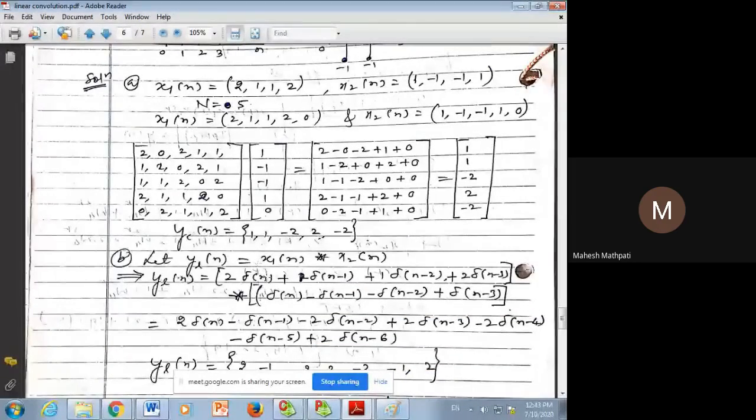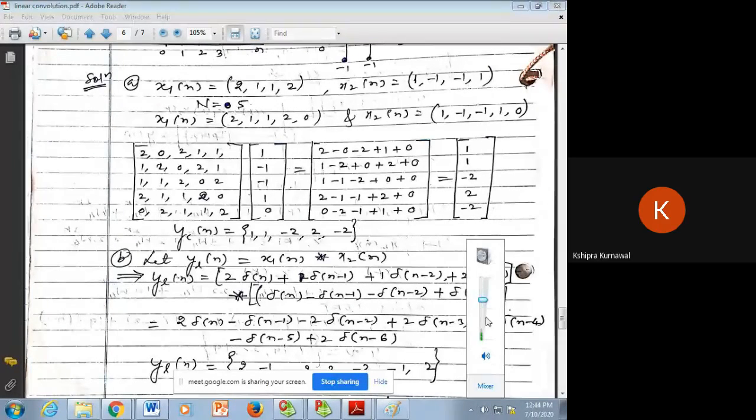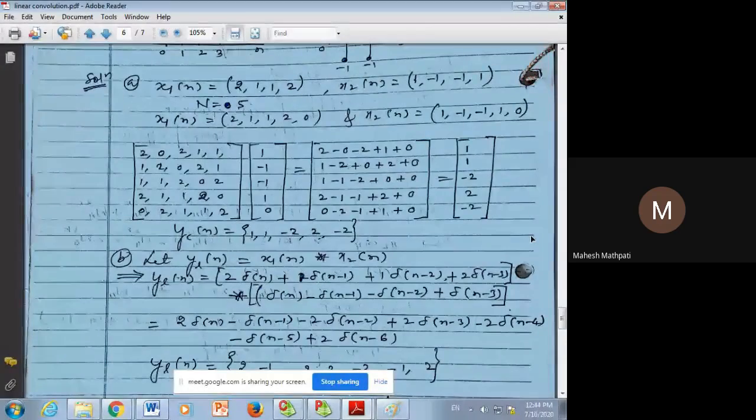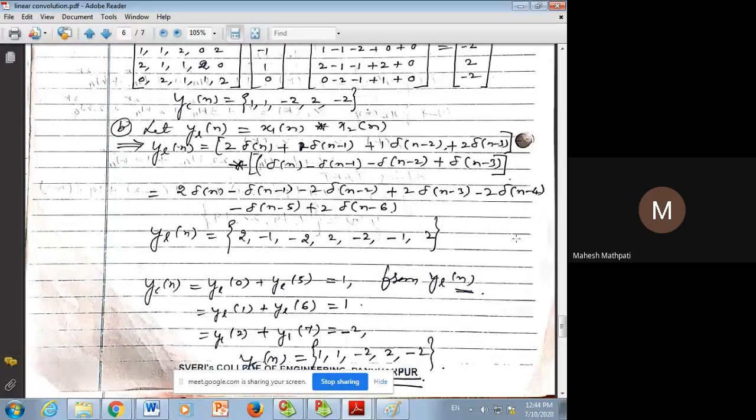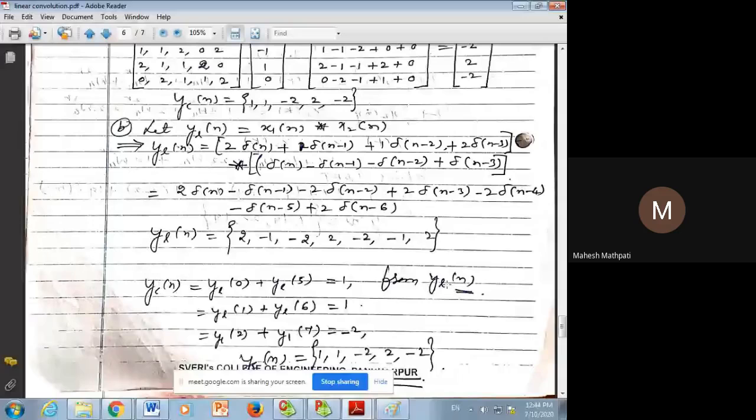For the first part, the answer is 1, 1, minus 2, 2, minus 2. Have you got this answer? Yes, sir. That is the answer of the first part. Then what about the second part? How have you performed it? For the second one, either you can go for the tabular column method or you can go with the multiplication method. So what is the linear convolution result?